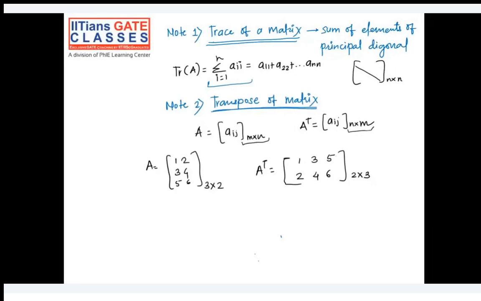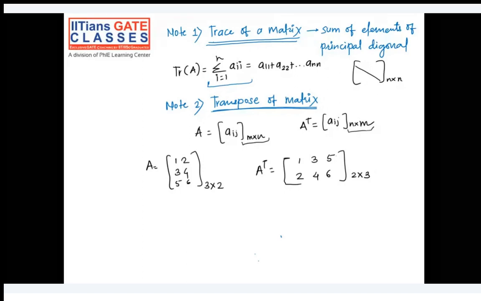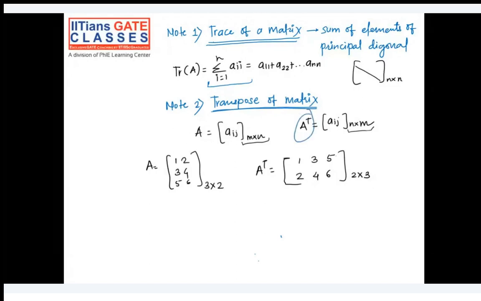The next terminology which you should know is transpose of matrix. Taking transpose of matrix means interchanging the rows and columns. So if a matrix aij is there, which is m cross n, if you take a transpose of that matrix, you can write it as A transpose, A raised to the power T. It will become aji now, which is an n cross m matrix.